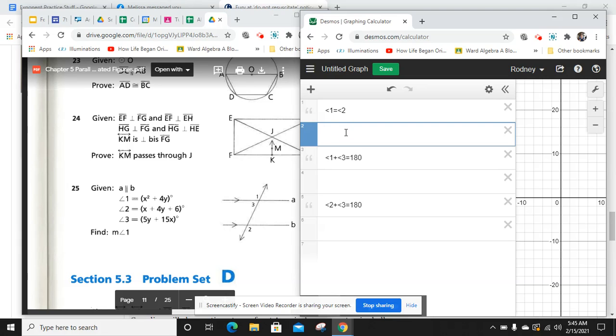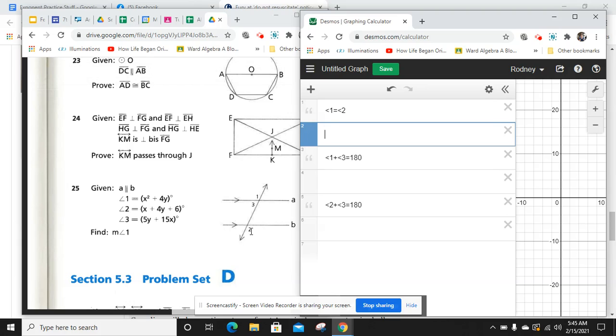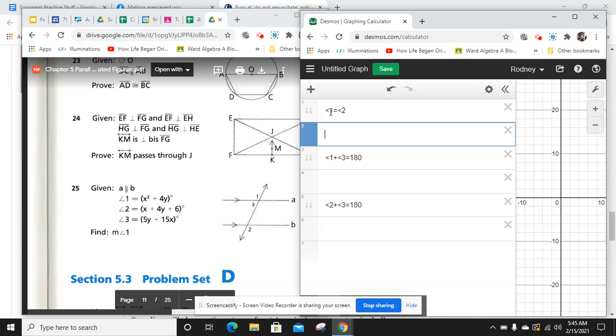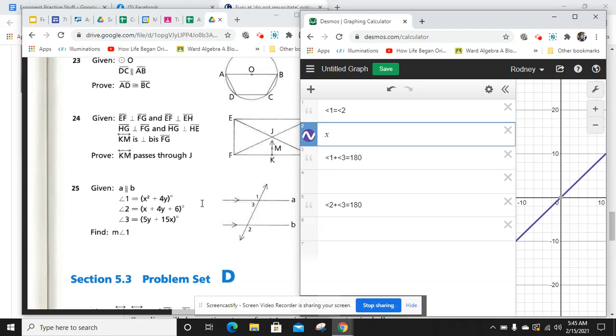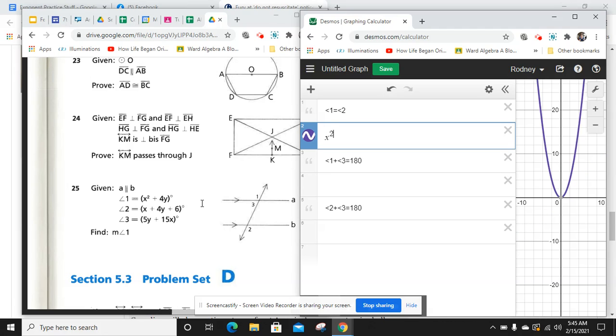Angle 1 is equal in measure to angle 2, because angle 1 and angle 2 are alternate exterior angles, and that's how I know that angle 1 and angle 2 are congruent. So their measures are the same. I can set up an equation that says angle 1 equals angle 2. So angle 1 is x squared plus 4y, and that's going to equal what angle 2 is, which is x plus 4y plus 6.